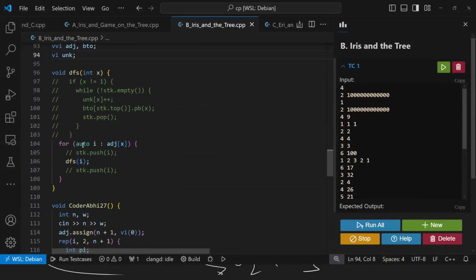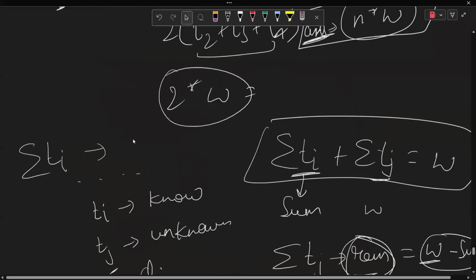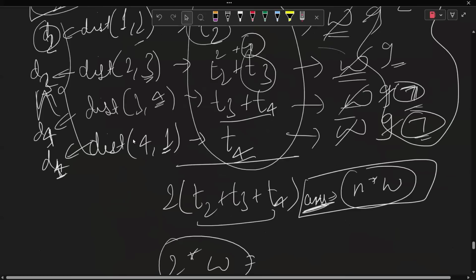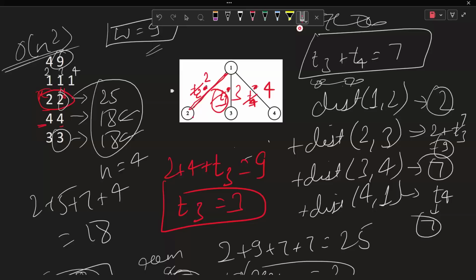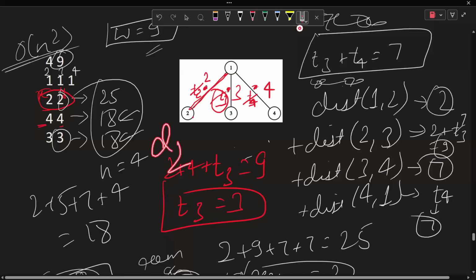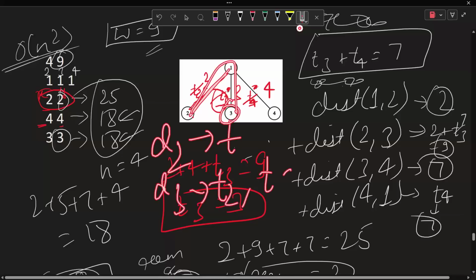Now, how I am doing this is, when I'm traversing from 1 to 2, I'll put all the edges that I'm traversing through in a stack, so that when I move to 2, all those edges through which I came to 2 would be the edges for D2. So D2 would have T2. Now for D3, I would backtrack here. So D3 would have T2 and T3.